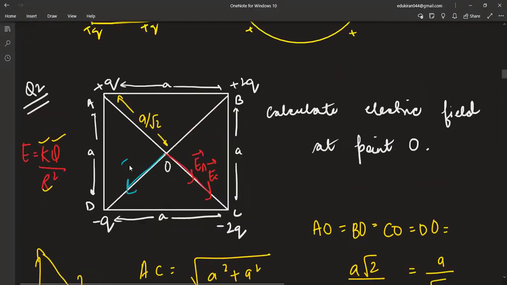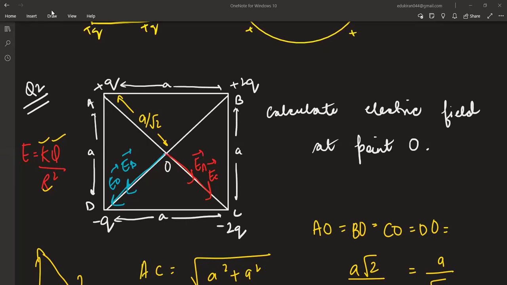So yes, this was EB. What about the D charge? This is negative, so I will move towards it. So this becomes ED. Now again, I have to write the magnitude of EB. Phia, this is the charge, this is the point. Can you tell me the electric field? Direction I have already told you. Yes, Phia, try.